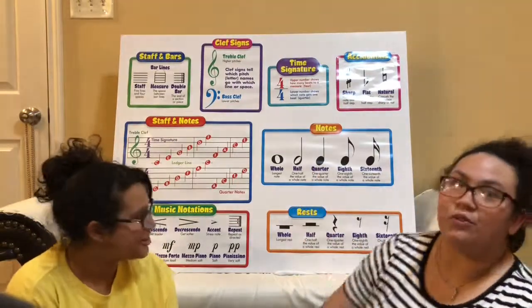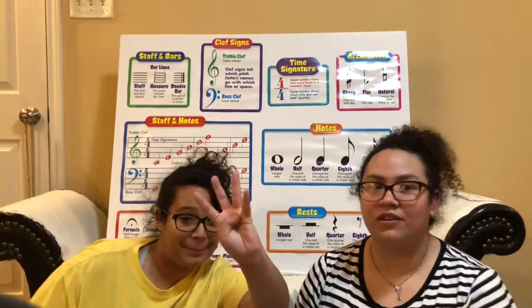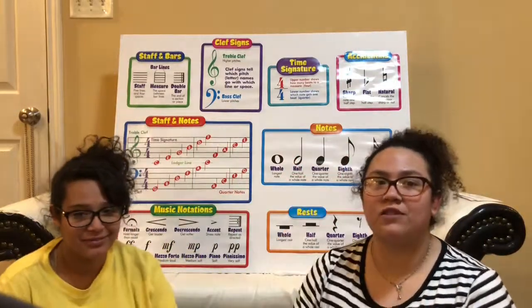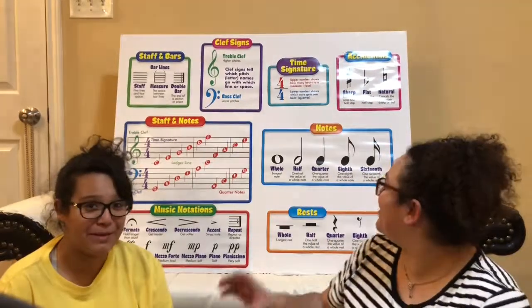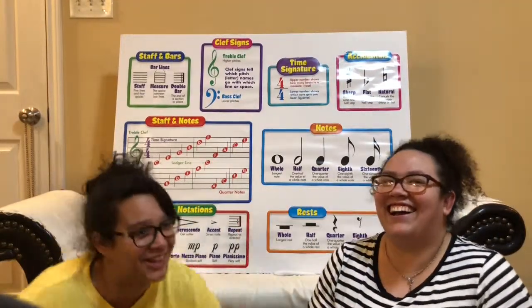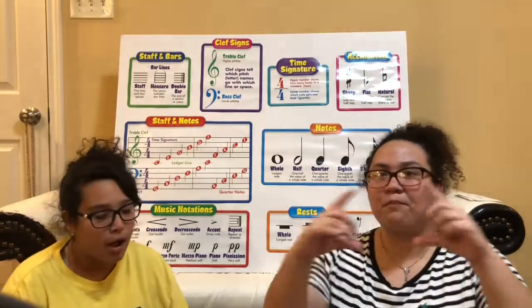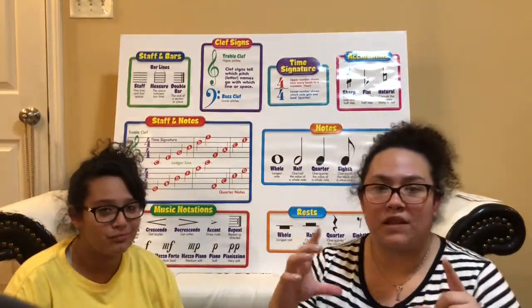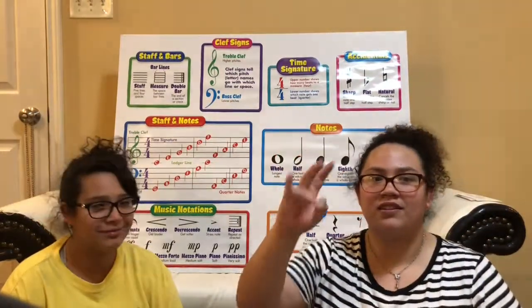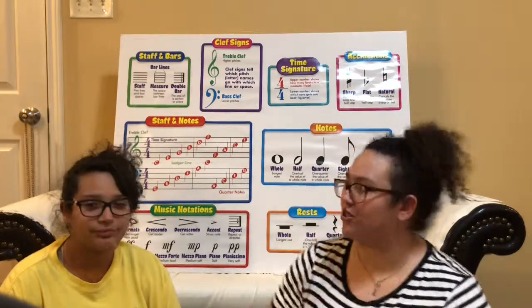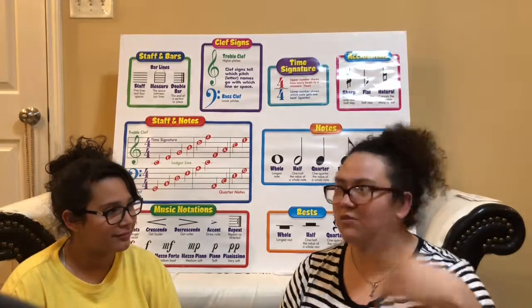So your quarter note. Whenever you think of $1, how many quarters are in $1? 4. So remember, 4 quarters equals $1. So let's say that a measure is $1. How many quarters are in that $1? 4. So there's going to be 4 beats in that one measure. So we'll remember that.